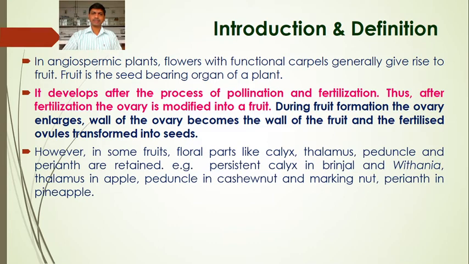However, in some fruits, floral parts like calyx, thalamus, peduncle and perianth are retained. For example, persistent calyx in brinjal, thalamus in apple, peduncle in cashew nut and marking nut, perianth in pineapple. So these floral parts are retained in the fruit. For example, persistent calyx in the brinjal.